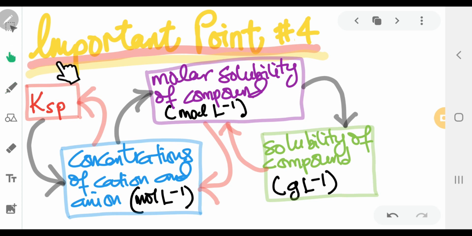This is a very important flowchart. Therefore, try to use this method of thinking in order for you to solve the problems regarding molar solubility and solubility.